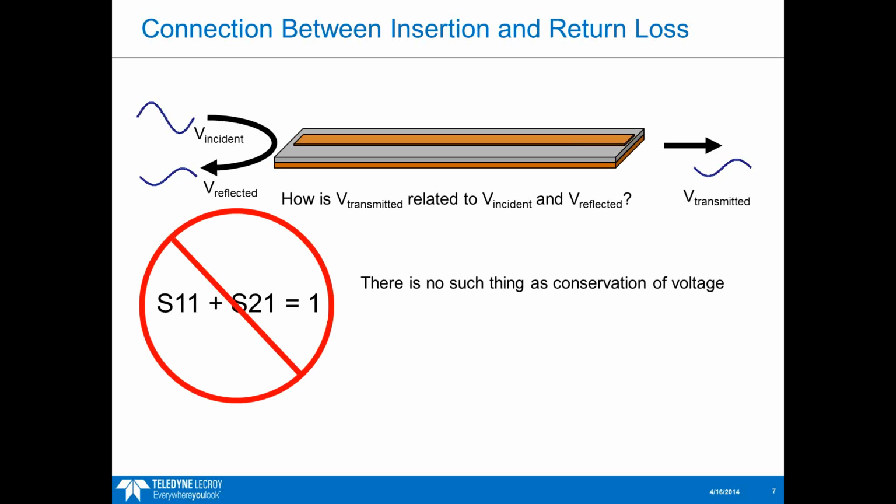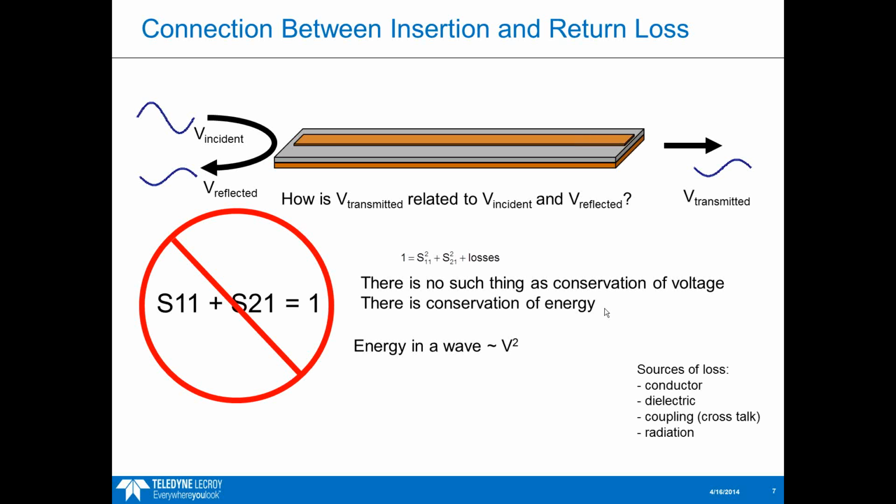But that's not really true because there's no conservation of voltage. But there is conservation of energy, and the energy in a wave is roughly the square of the voltage. So we can look at basically 1 equals S11 squared plus S21 squared plus any losses in the system. And the losses in the system might be conductor loss, dielectric loss, any crosstalk or coupling, or radiation. But if you assume a lossless interconnect, we have now a solid relationship between the reflected and transmitted signals.